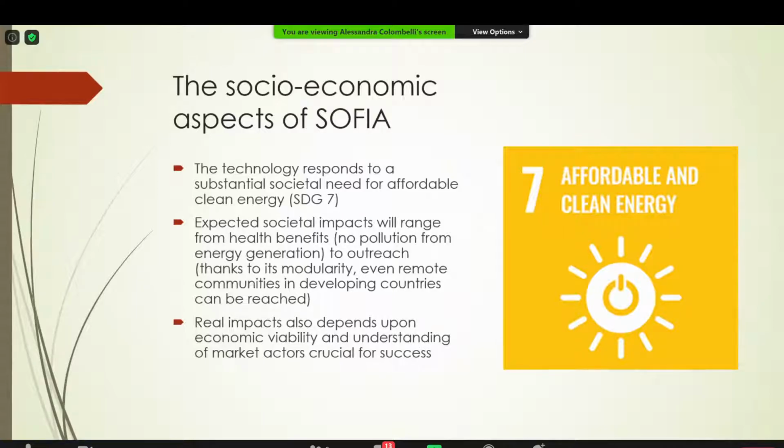So a number of economic and societal benefits are expected, but the real impact of the project also depends upon the economic viability and the understanding of market actors, crucial for success. In other words, the technology can really have a strong impact, but it is really important to understand the right business model in order to develop a sustainable business out of this technology.